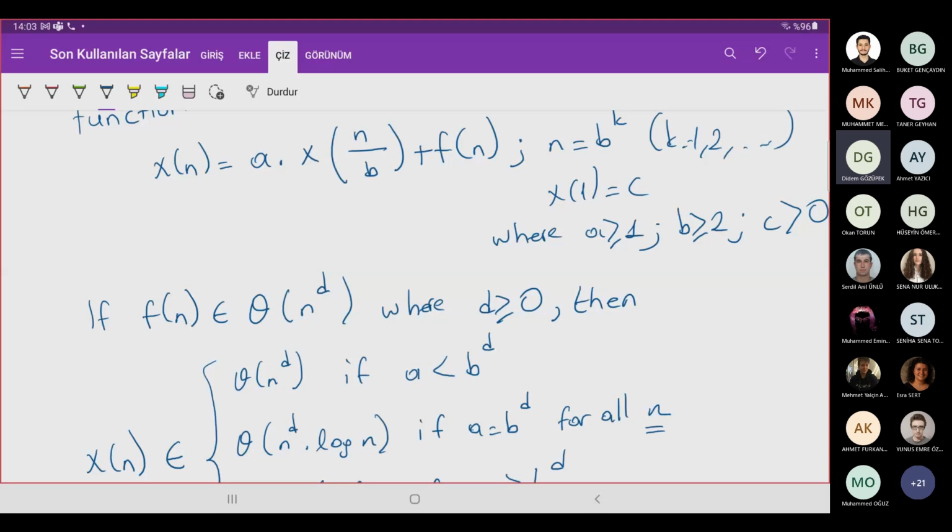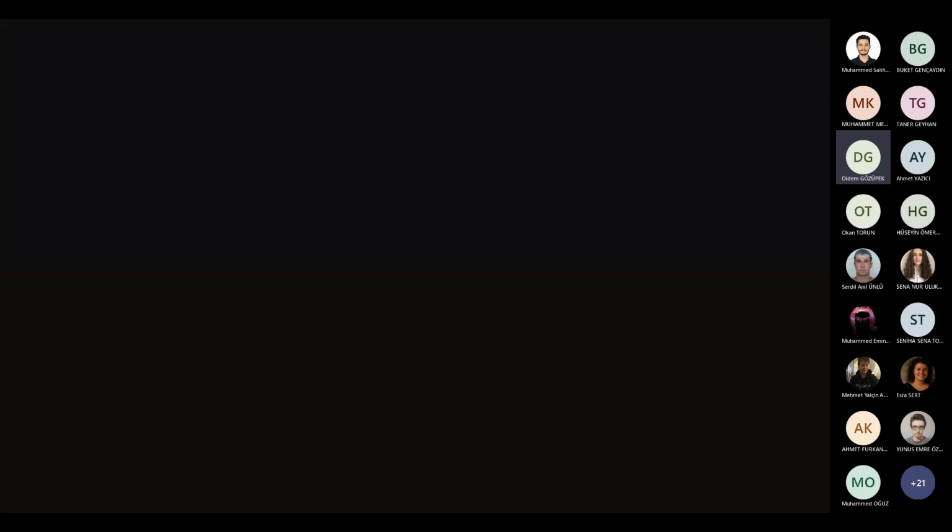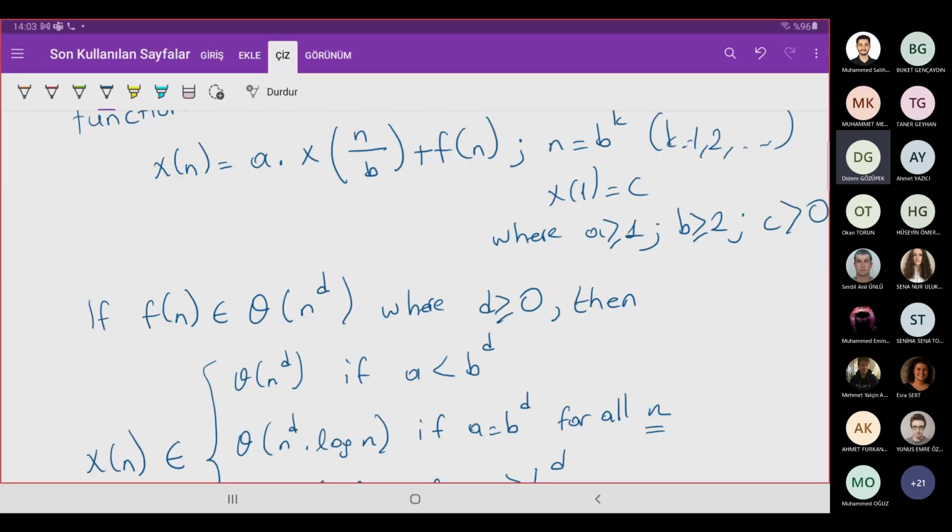So in that case, for instance, a is equal to b, and is equal to 2. So both a and b are equal to 2. So if a and b are equal to 2, and this f(n) is n to the power d, so d is equal to 1, right? Because it's theta(n).